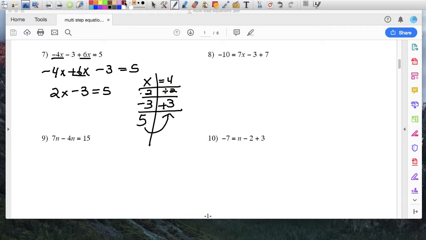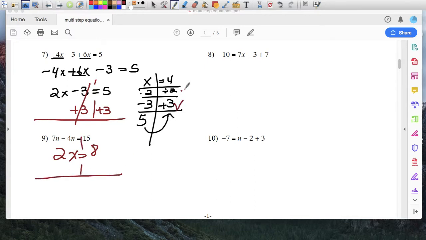Let's see if that really is our answer. So let's show our work using inverse operations. So it's plus 3 here, plus 3 here. These two go bye-bye, the 2x comes down, 5 plus 3 is 8. And then it tells me to divide by 2, so I'm going to divide this by 2 and this by 2. And truly x equals 4.